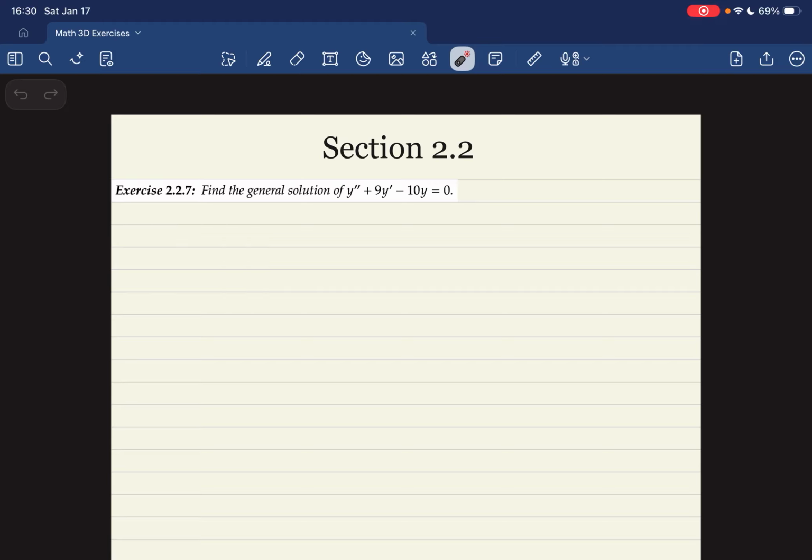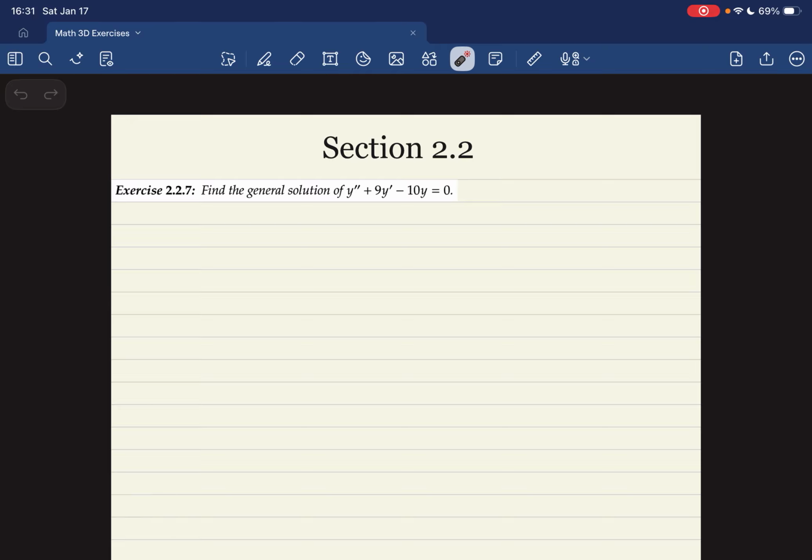Hello. In this video, I'm going to be solving 3 exercises from section 2.2 of Jiří Lebel's Notes on Diffy Qs. The link to his notes will be in the description.